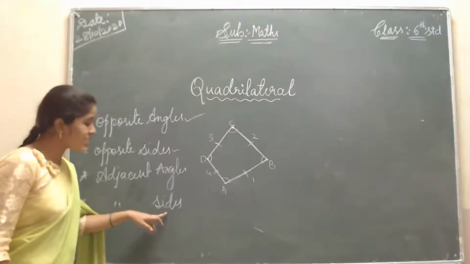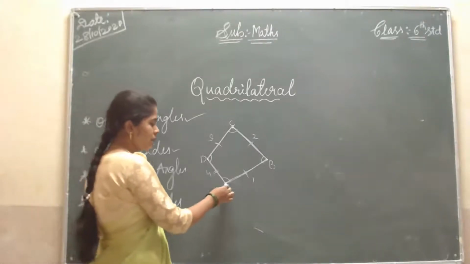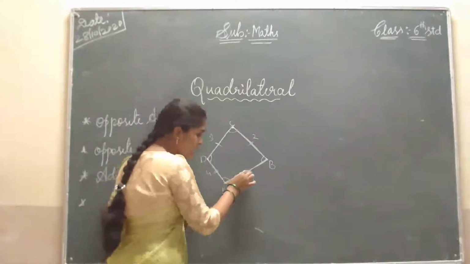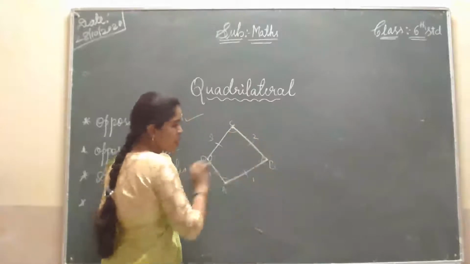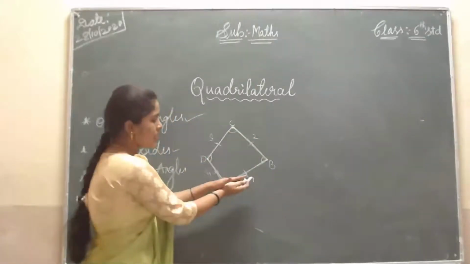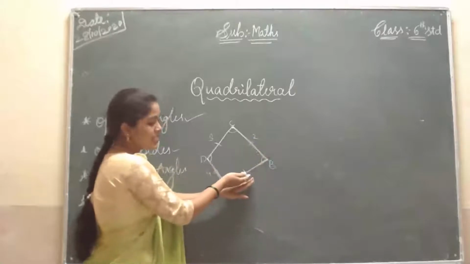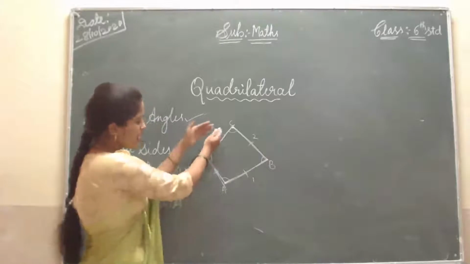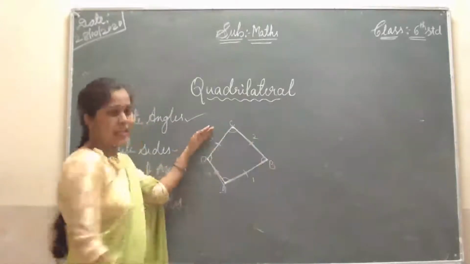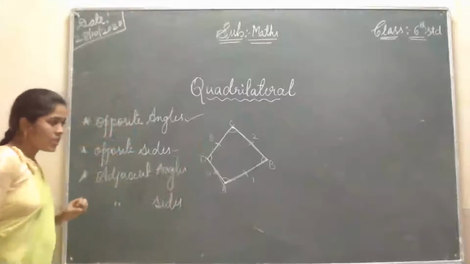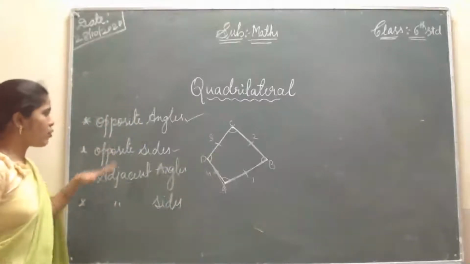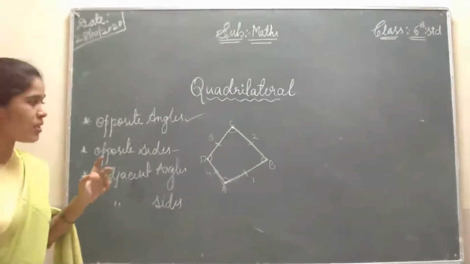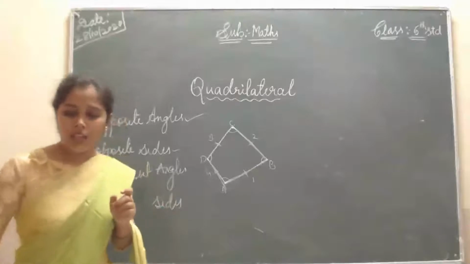Next, adjacent sides. Sides also same. AB is one side. The adjacent sides of this are BC and DA. This is one side. These two are adjacent sides of this, and this is one side. These two are adjacent sides of DA, and CD's adjacent sides are BC and AD. These are the adjacent sides of this quadrilateral. Hope you understood these 4 points: opposite angles, opposite sides, adjacent angles, adjacent sides. We have to remember these 4 points to easily solve the problems.